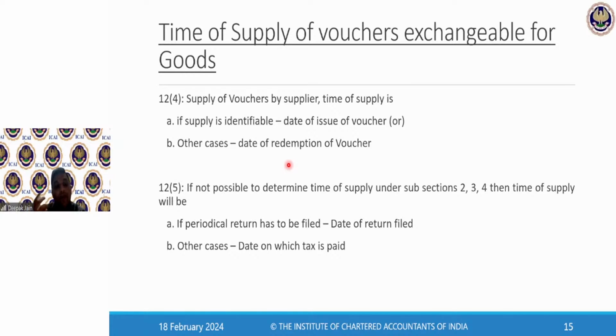So where the supply is identifiable, the time of supply is the date of issue of the voucher. If the supply is not identifiable, it is the date of redemption of the voucher.